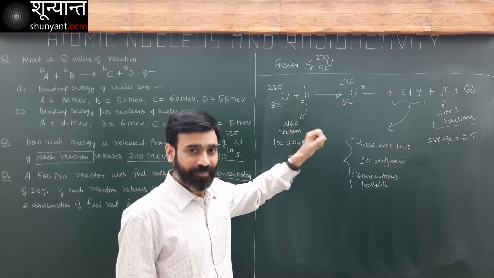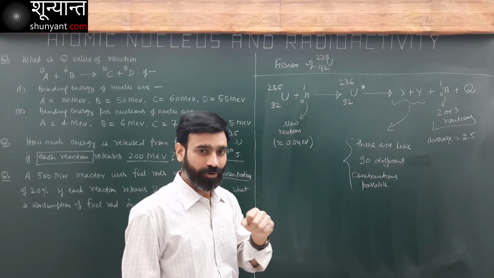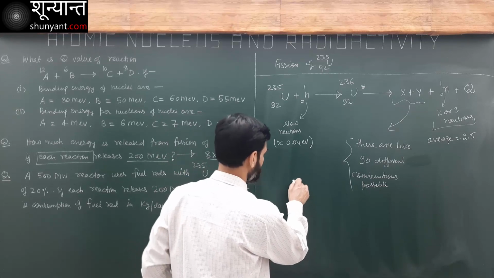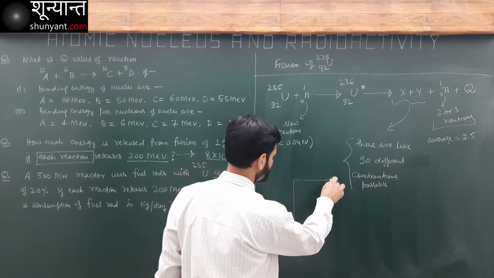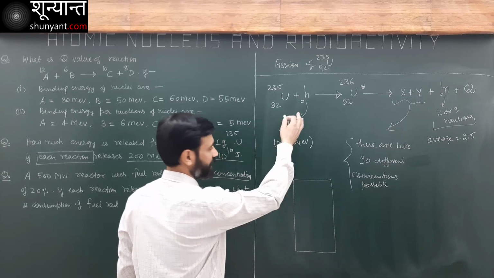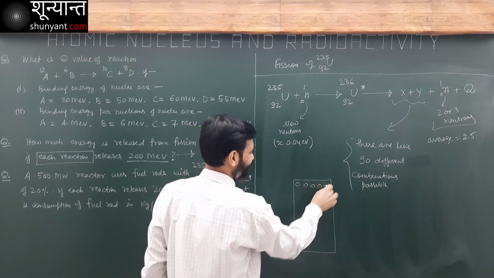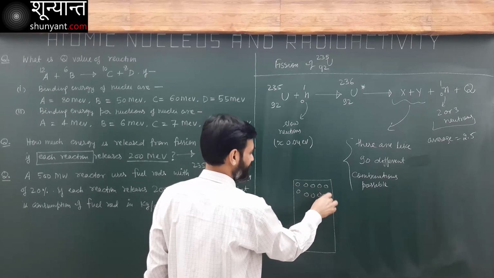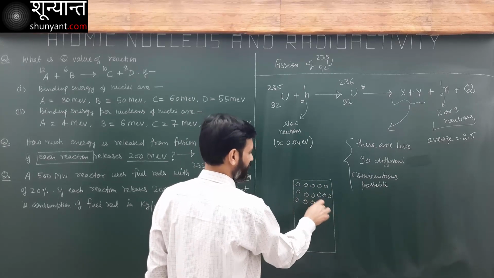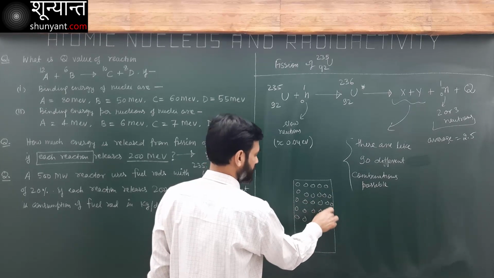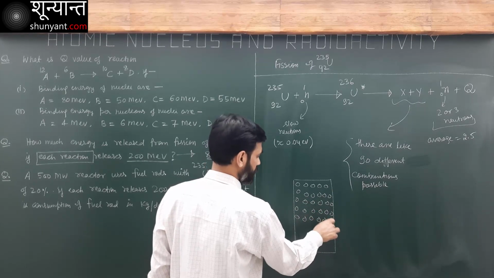This is what is happening inside the core of a nuclear reactor. So we start with one sample. Let's say that I have this sample of uranium. There are many atoms of uranium here. We bombard it with slow moving neutrons.